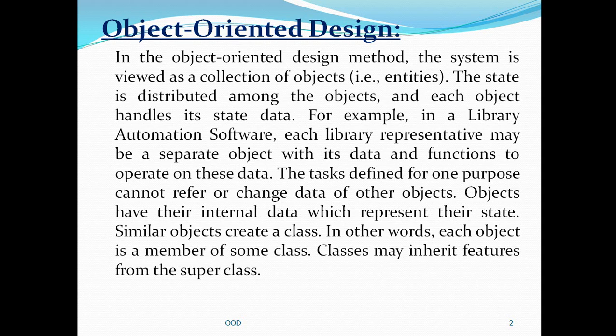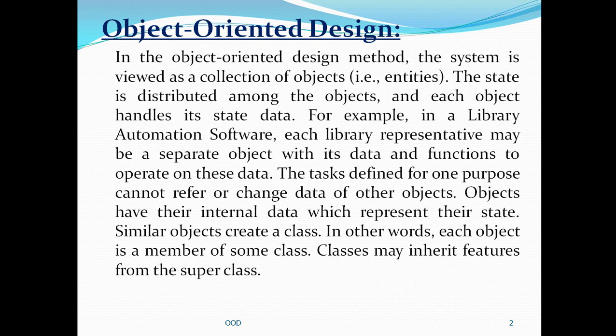First we see the definitions. In the object oriented design method, the system is viewed as a collection of objects. So it is clear that a number of objects are combined to make a system. These are known as entities. The state is distributed among the objects, and each object handles its own state data.